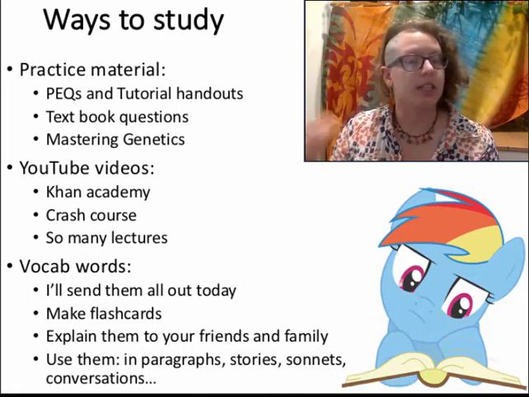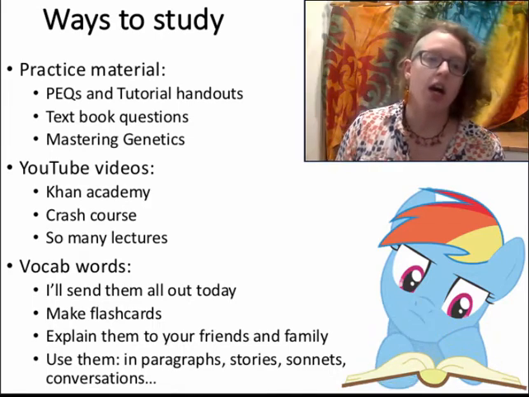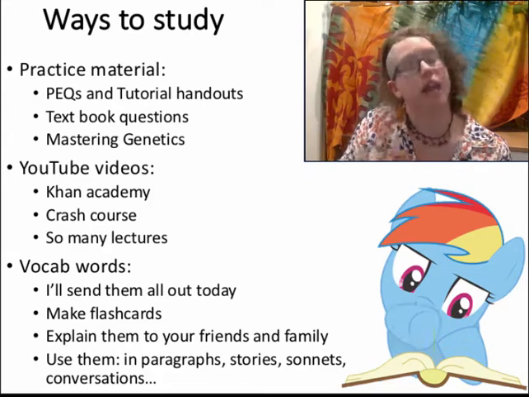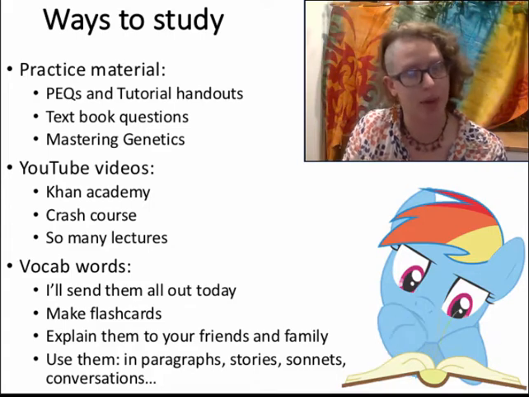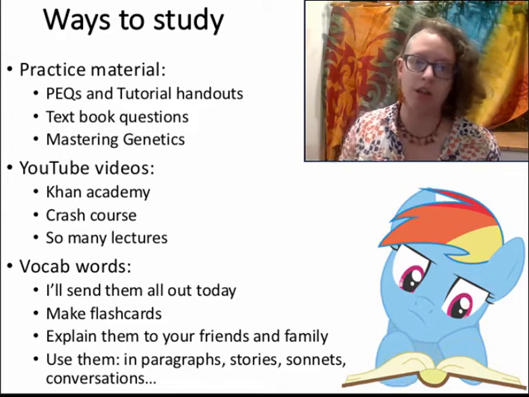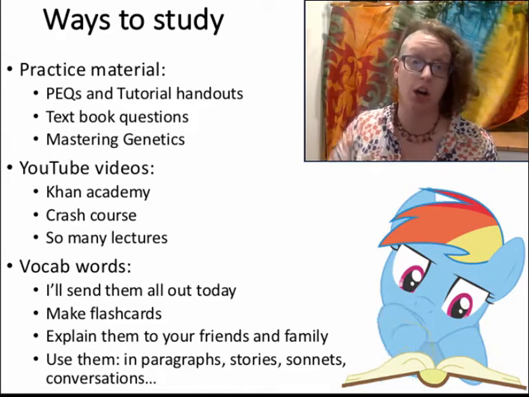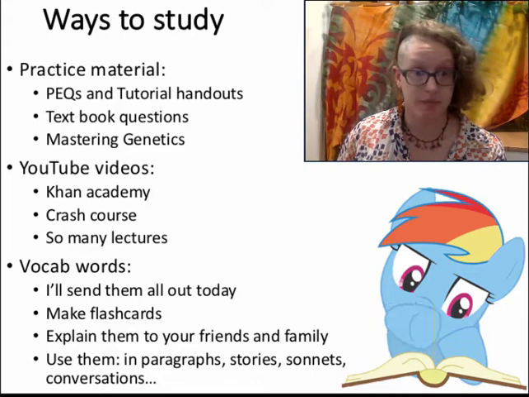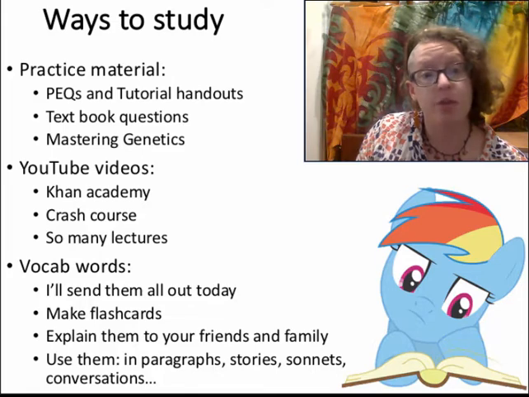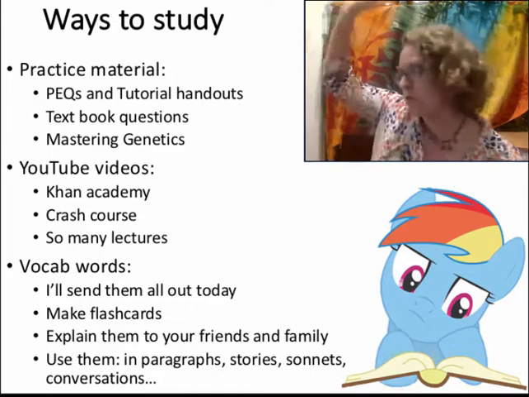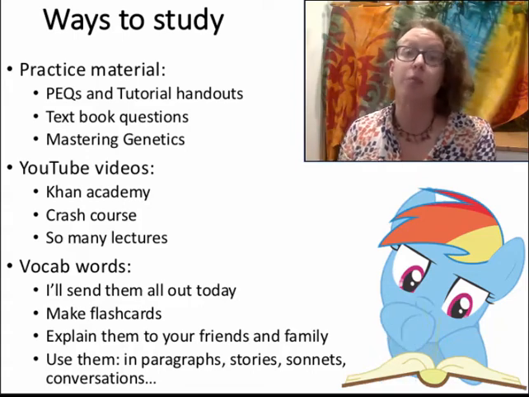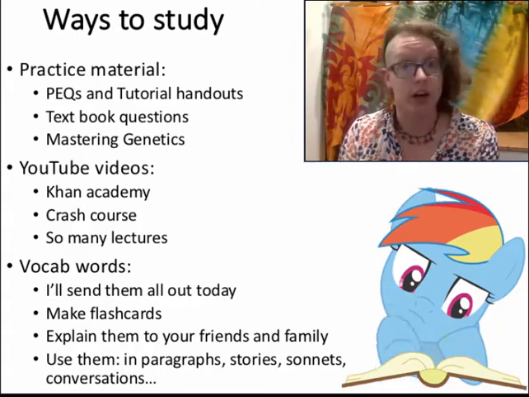And the vocab words. I will send them all out with this video. I will also post it on the Canvas page, on the Canvas TA page. Just a single document with all of the vocab words from the whole semester. Right there. Copied and pasted. Use them. Make flashcards. Explain them to your friends and families. Use them in paragraphs, stories, sonnets, conversations, whatever works to hammer them in so that you understand not just what they mean, but how they apply to each other and to this material.